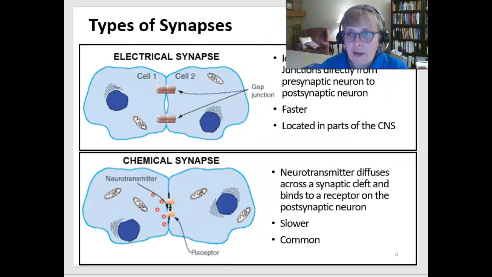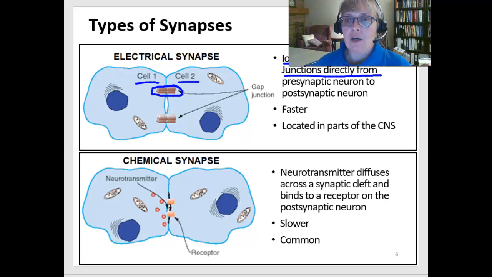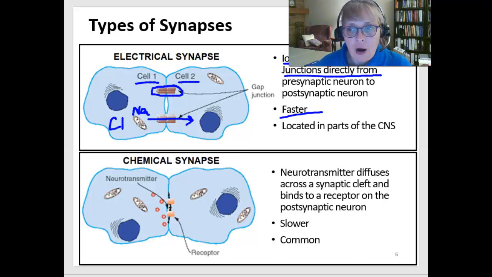Now we can also look at the types of synapses. The electrical synapse has both cells, the presynaptic and the postsynaptic cell, joined by gap junctions. So ions will flow through the gap junctions directly from a presynaptic neuron to a postsynaptic neuron. These ions, like sodium or possibly chlorine. This is quite fast, and it occurs in many parts of our brain, so in the central nervous system.